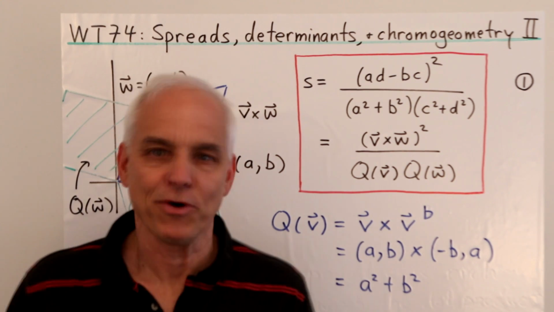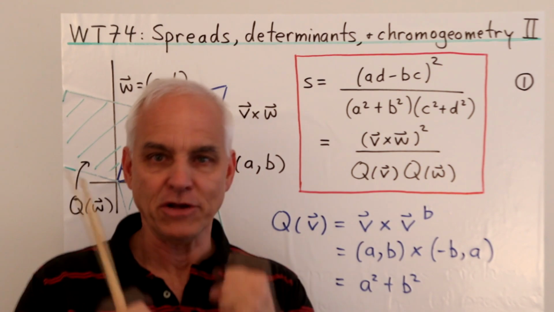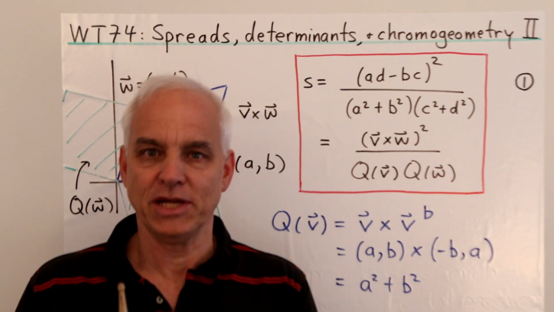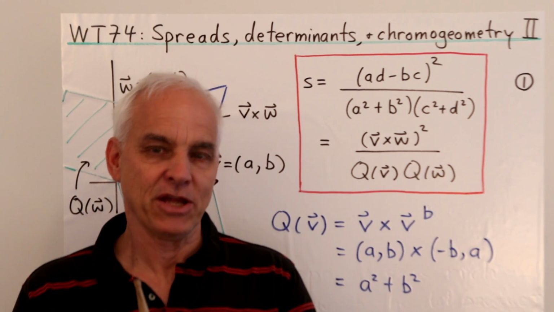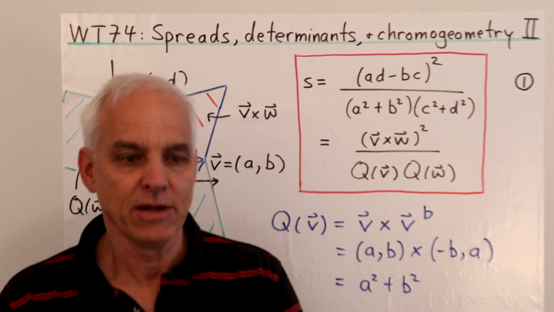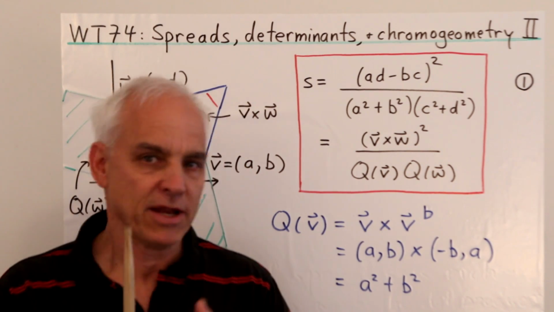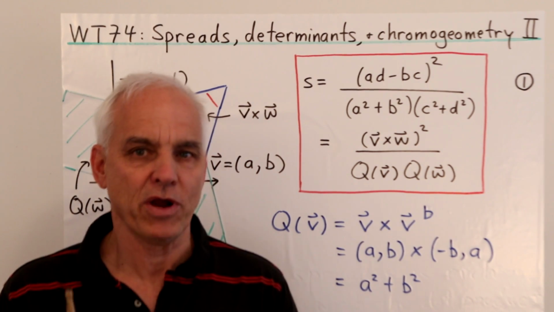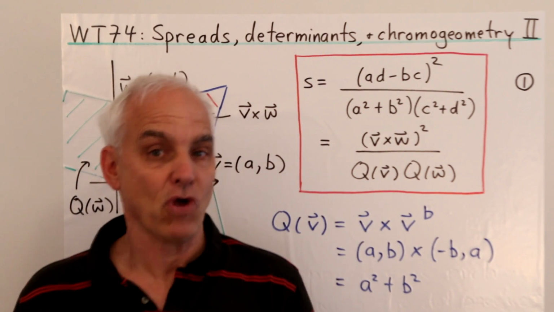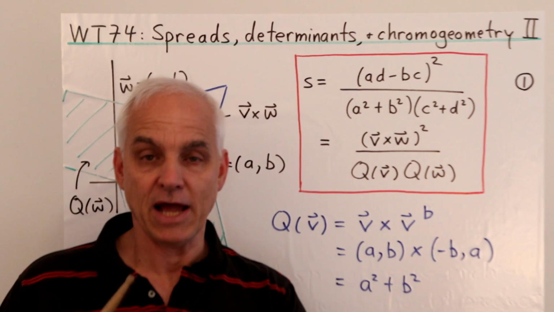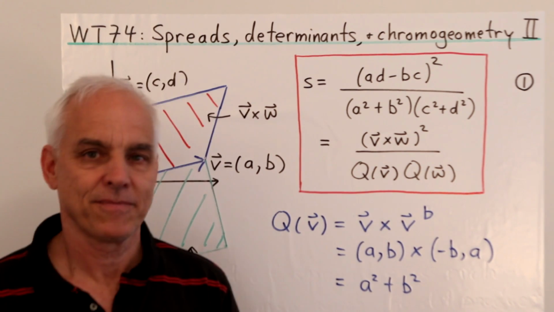Hi, I'm Norman Wildberger. In today's video, we are going to solidify our understanding of the spread between two vectors. We have seen that this is intimately connected with the notion of determinant, which expresses the area of a parallelogram. Today we want to connect this with linear algebra and move towards understanding this beautiful threefold symmetry called chromogeometry, which sort of lies at the heart of planar geometry.